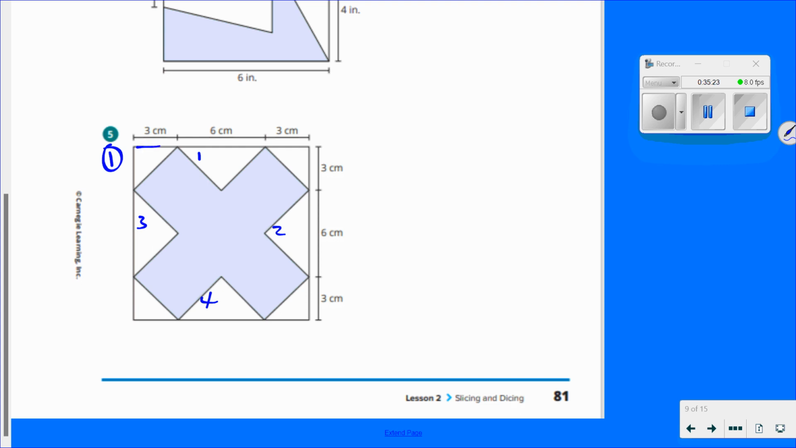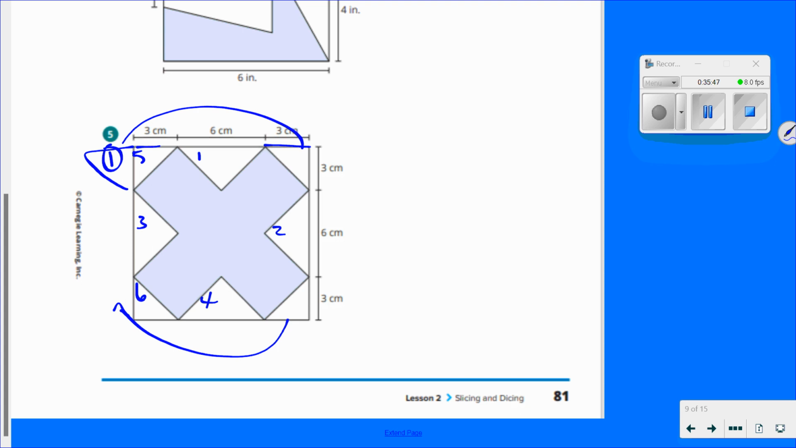If that's 3 and that's 3, what's my base? 6. If I put those two together, if I slide this over here, this now has a base of 6, which is identical to this. Same thing here. If I slid this over here, I have another one. So I actually have 6 of the exact same triangles that I'm pulling out.